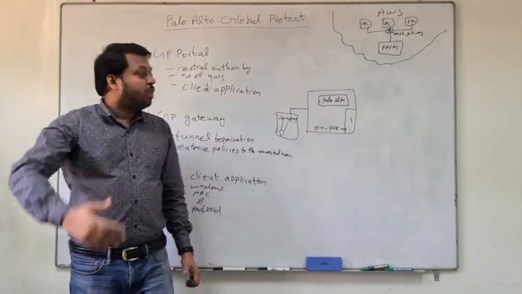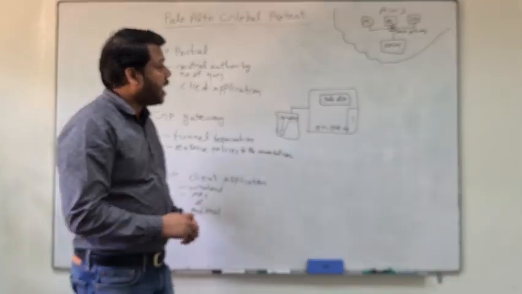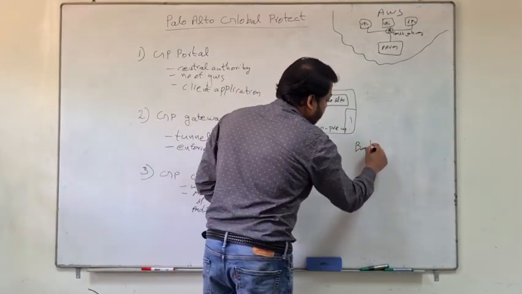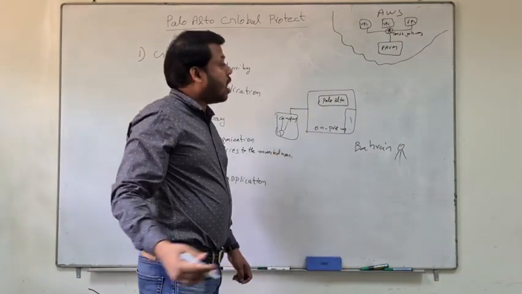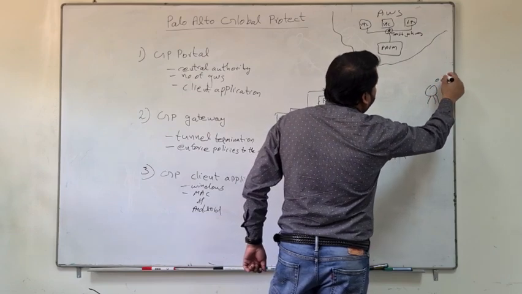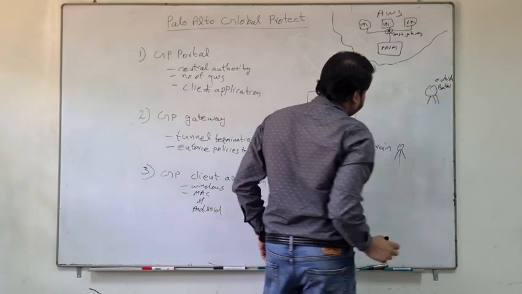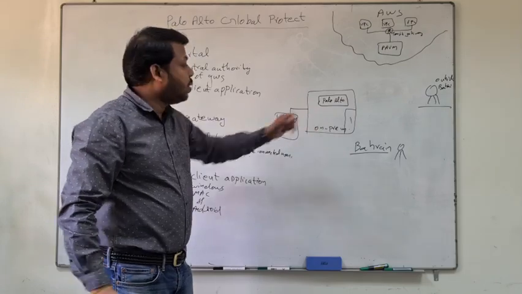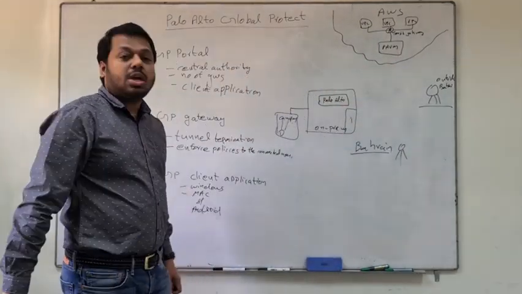Whenever they thought about the remote VPN solution, the first requirement was that they have local users in Bahrain. These are Bahrain users, and there are users outside Bahrain. They want these Bahrain users to connect to the on-prem Palo Alto and outside users to connect to the AWS Palo Alto. This was their first requirement.